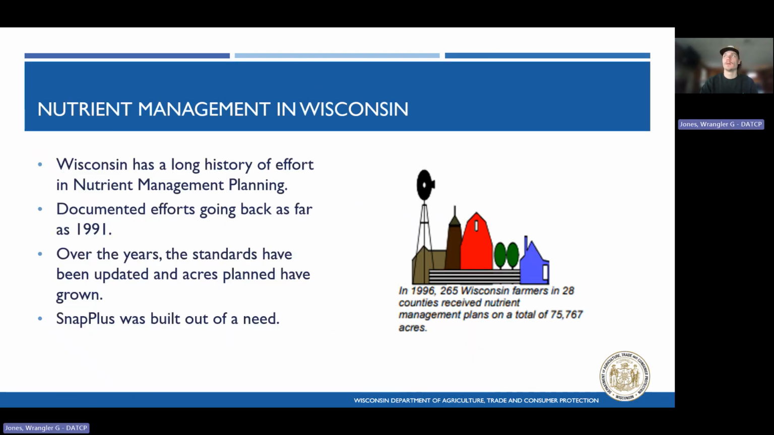So, why was nutrient management so big in Wisconsin, or why is there such a need? Wisconsin has a long history of effort in the nutrient management area. We have documented efforts going back as far as 1991. And so over the years, the standards have been updated and acres planned have grown with nutrient management plans. And so pretty much SNAP Plus was built out of a need.